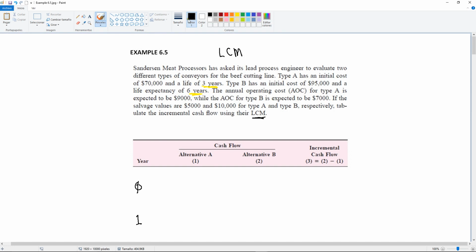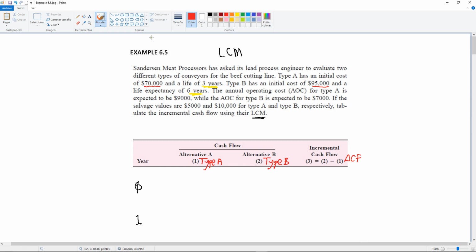But we need to decide which one is alternative A and alternative B. Just because it says type A and type B, you're not going to match them. Type A has an initial cost of 70,000 and type B has an initial cost of 90,000. Alternative A is the one with the lower initial cost. So in this case, yes, type A will be alternative A, and alternative B will be type B. And this is our incremental cash flow.